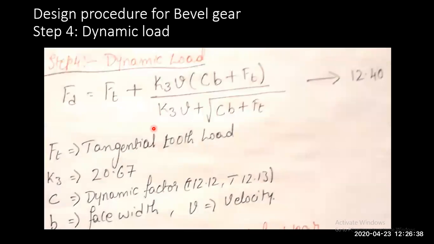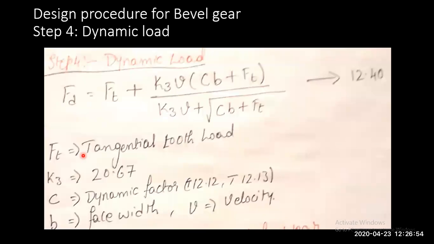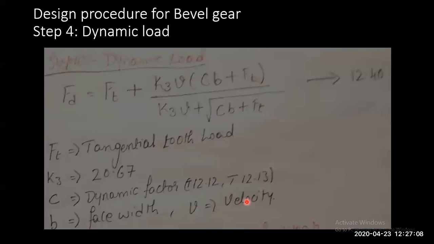Step 4, dynamic load. The dynamic load formula is almost similar to what we did for the spur gear. This is easier compared to bevel. For the C value, FT we get from the previous step, and K3 is given just below this formula. Only for C do we need to source the data. Velocity is found in step 2.